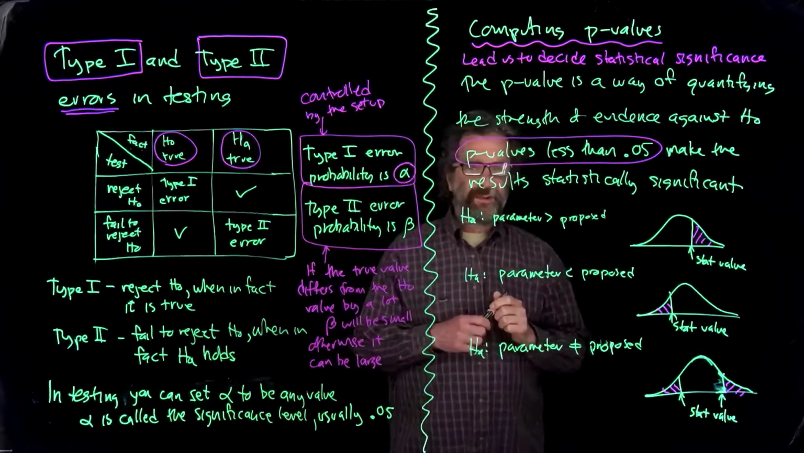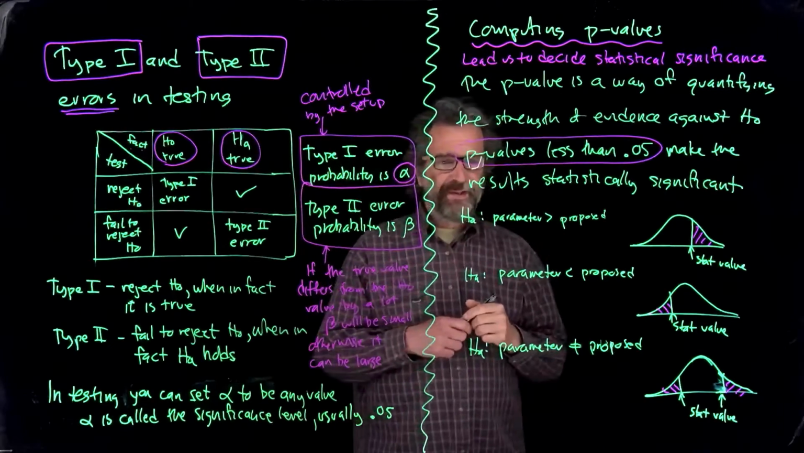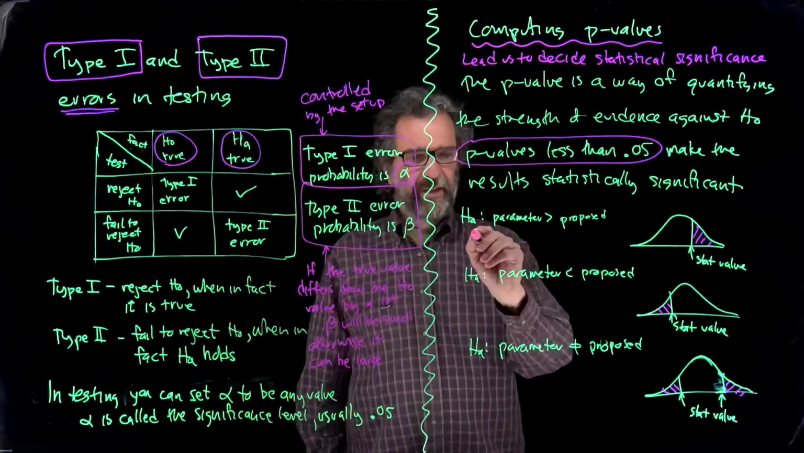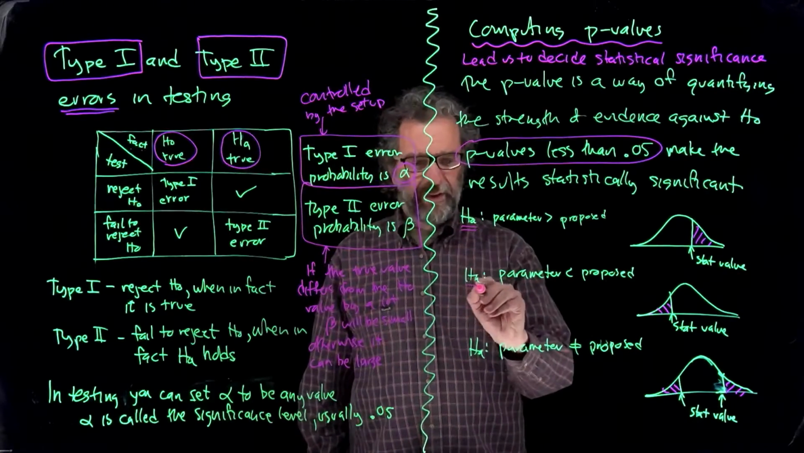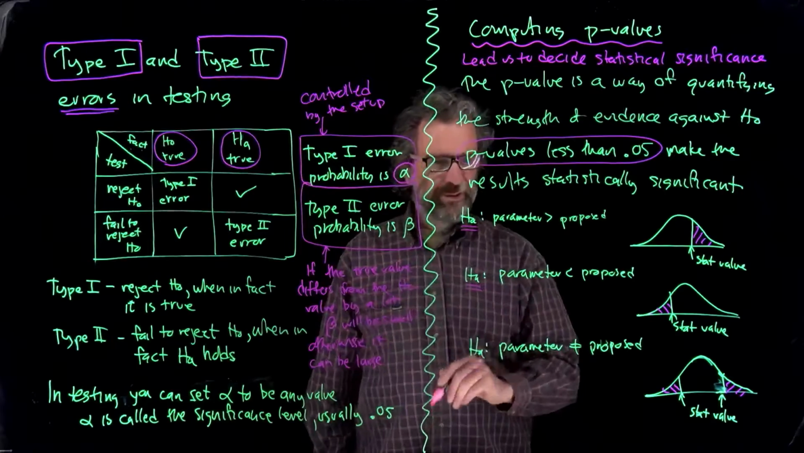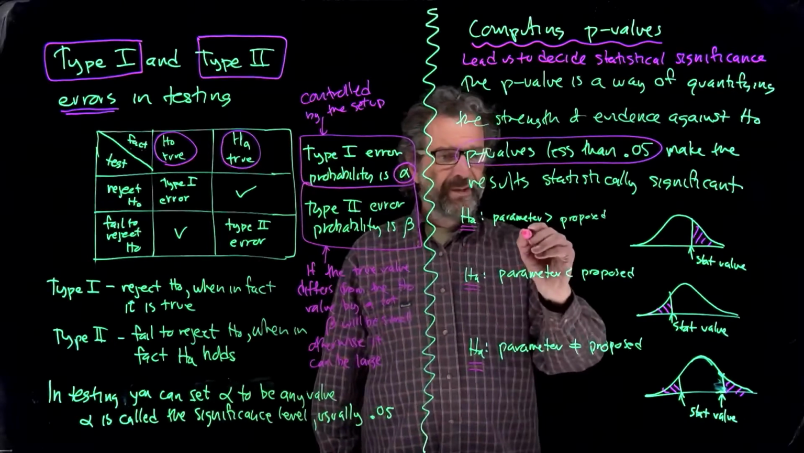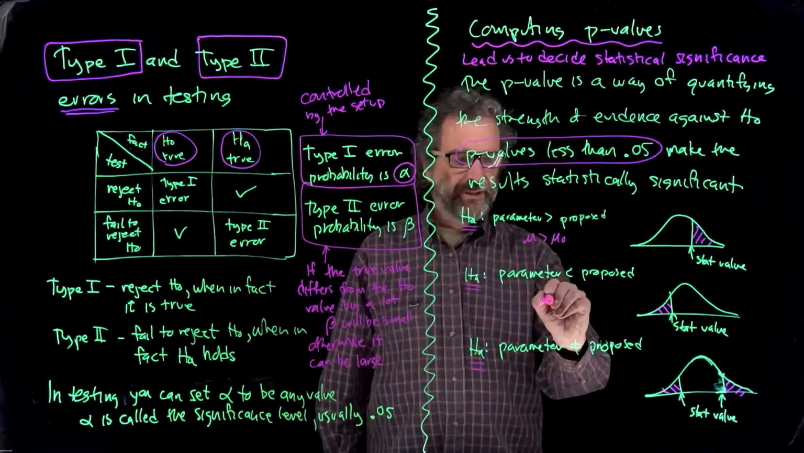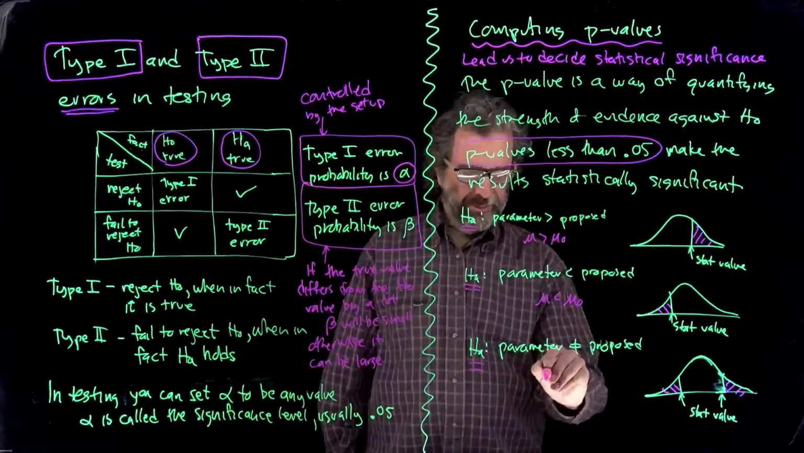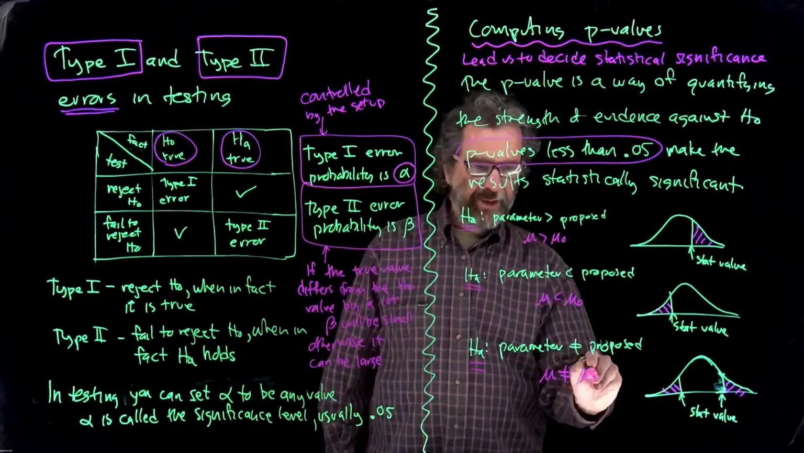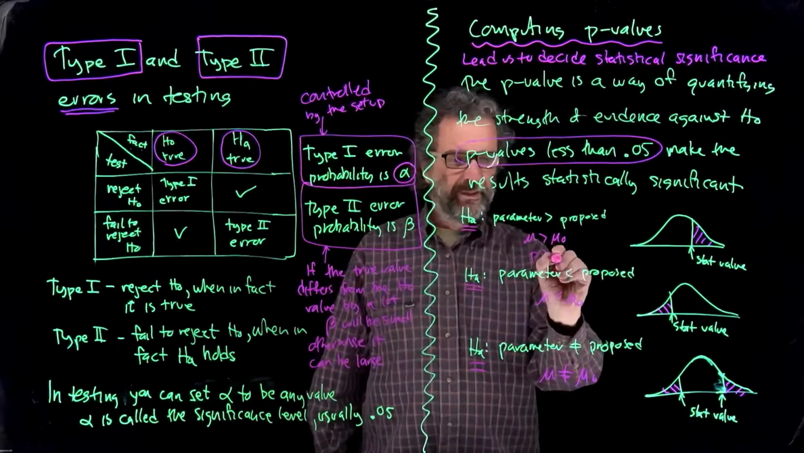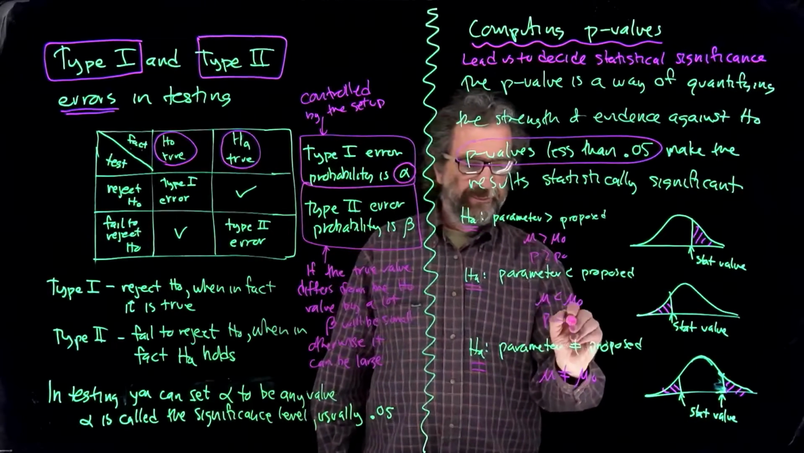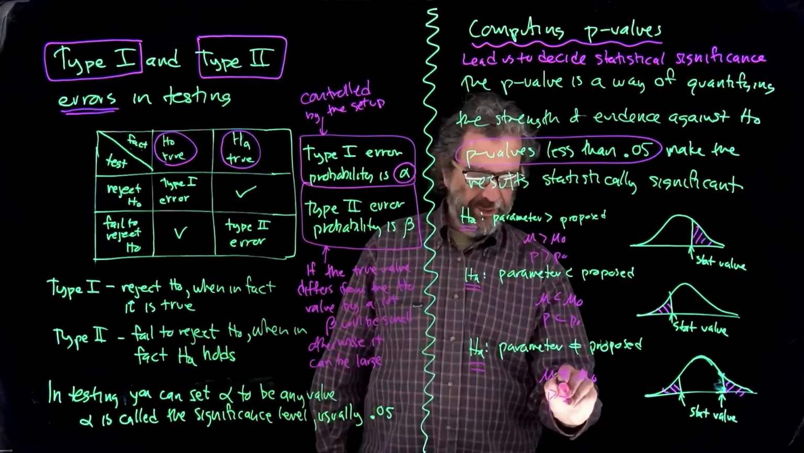Here's how they're computed. So to make things a little more complicated, unfortunately, there are 3 ways of computing p-values depending on which alternative you're using. So maybe this is mu is bigger than mu naught. Maybe this is mu less than mu naught. Maybe that's mu not equal to mu naught, like that. Or it could be p bigger than p naught, or p less than p naught, or p not equal to p naught here.